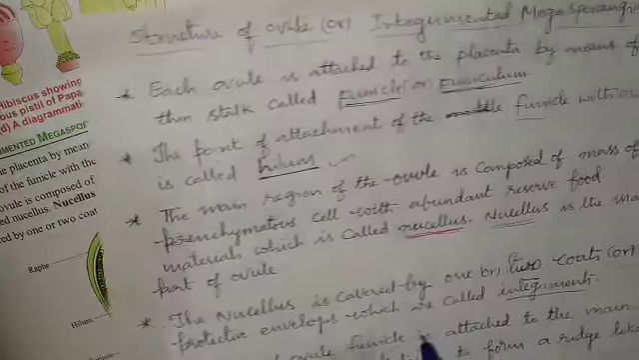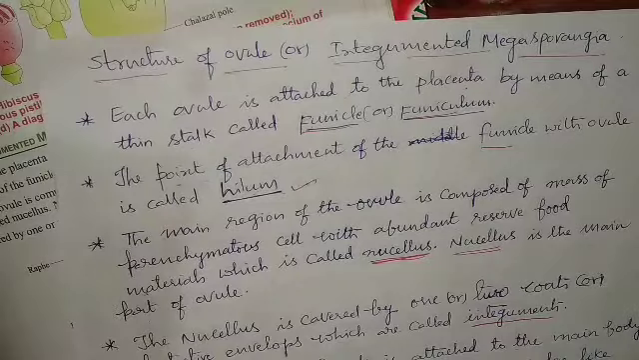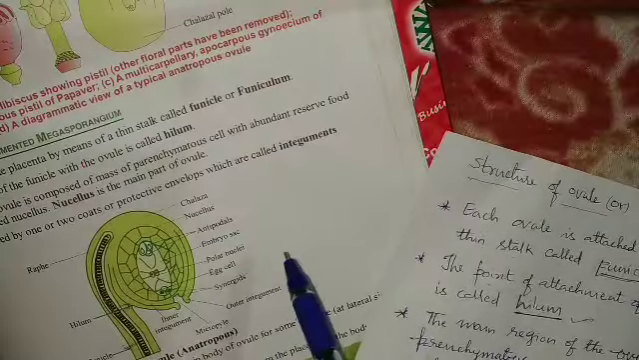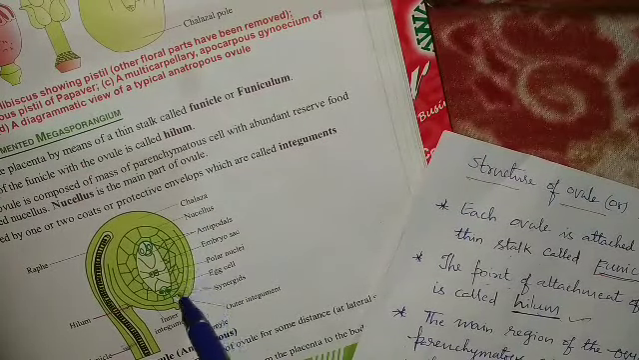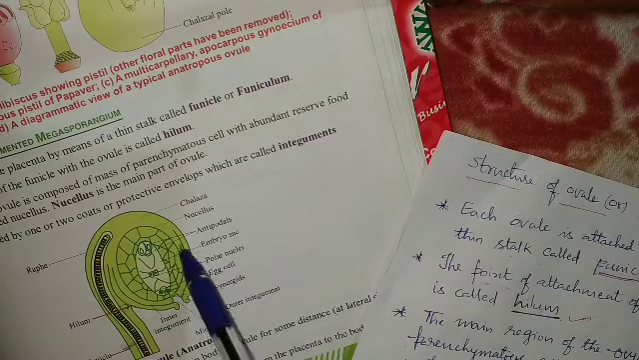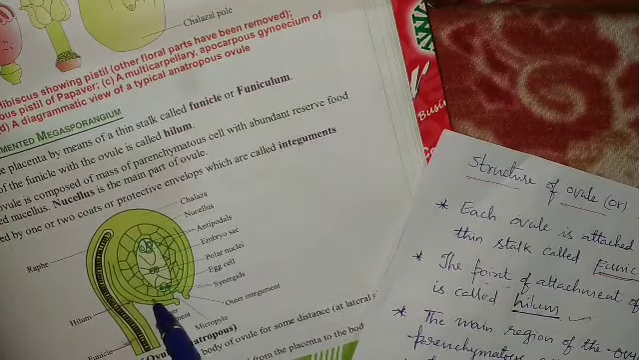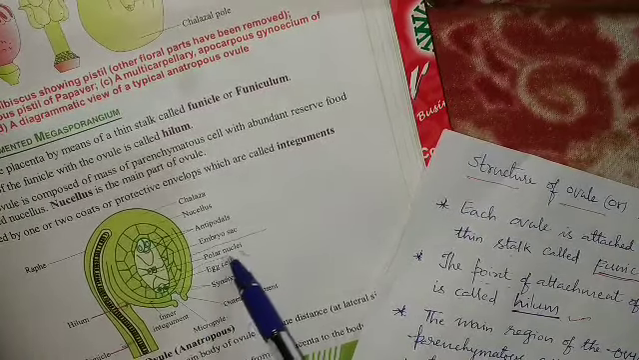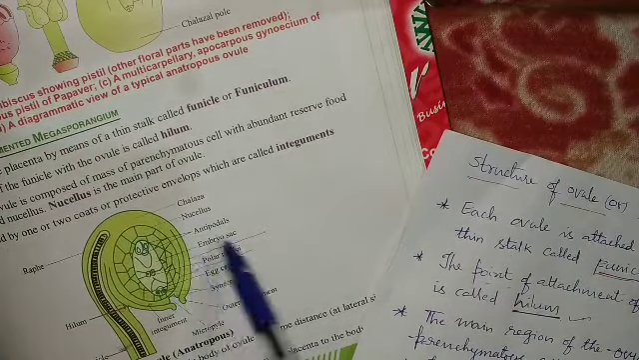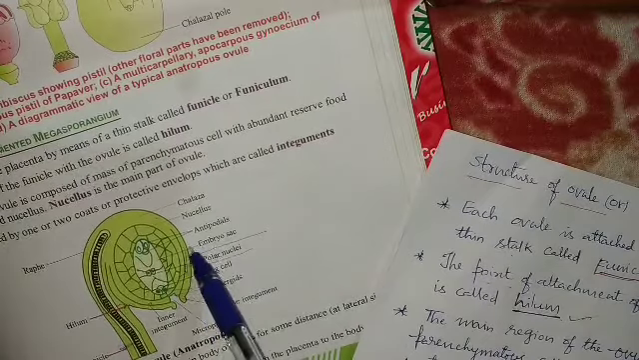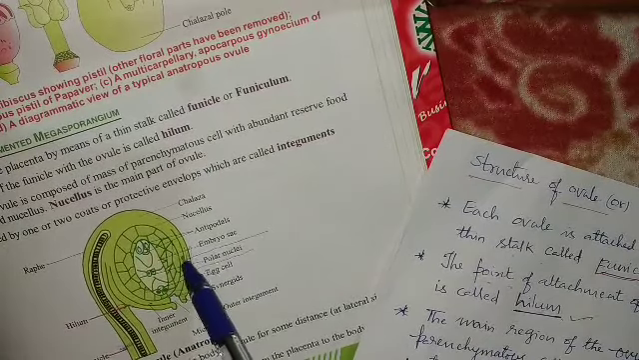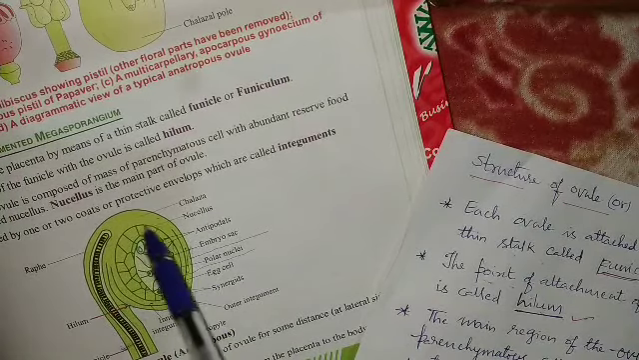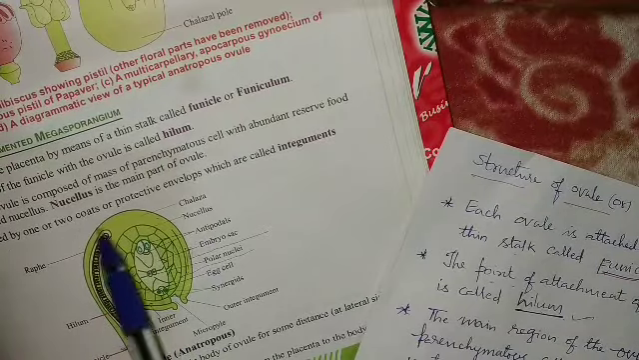The nucellus is covered by one or two protective envelopes called integuments. This is the outer integument and this is the inner integument. Two integuments are present, inner and outer, and they cover the entire nucellus.